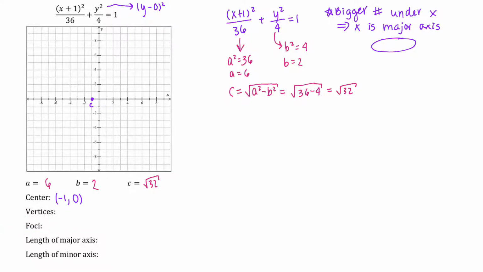All right, so x is the major axis. a tells us the distance between the center and the vertices. So our vertices are going to go left and right from the center, 6 units. So 1, 2, 3, 4, 5, 6. This right here is going to be a vertex. And then 6 units in the other direction. Here's your second vertex.